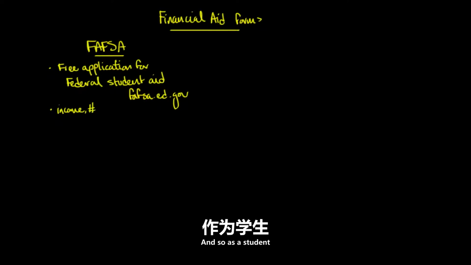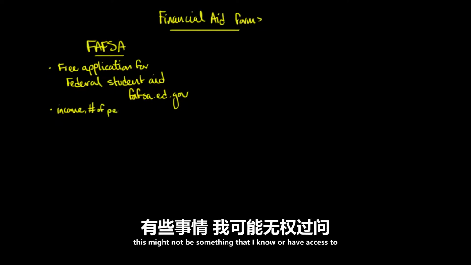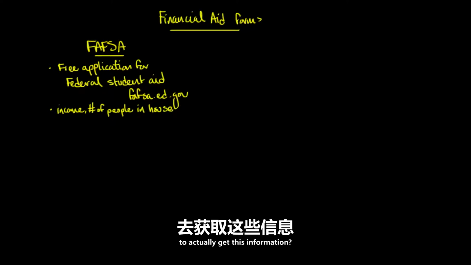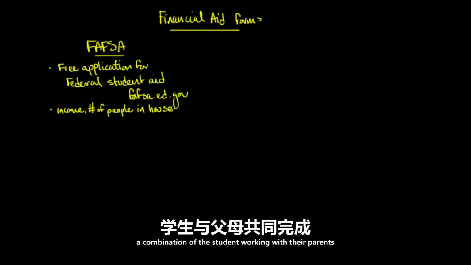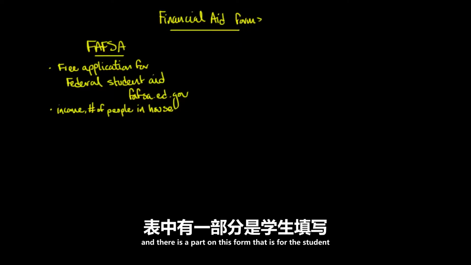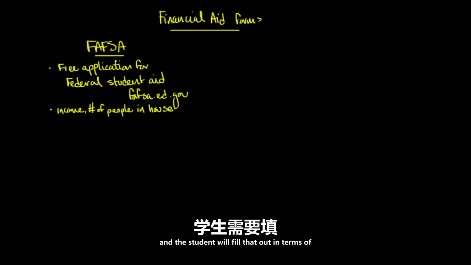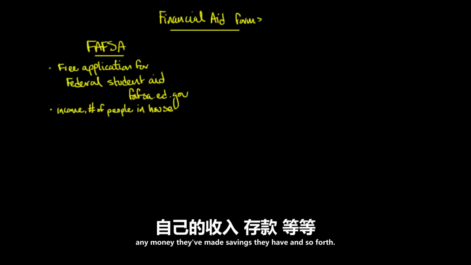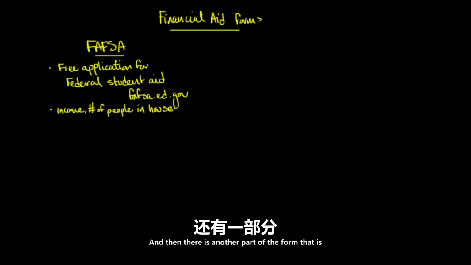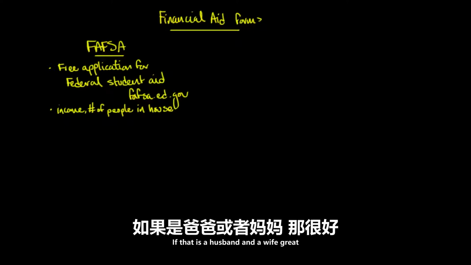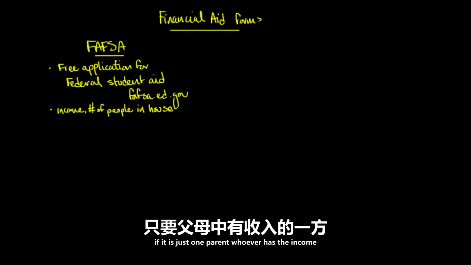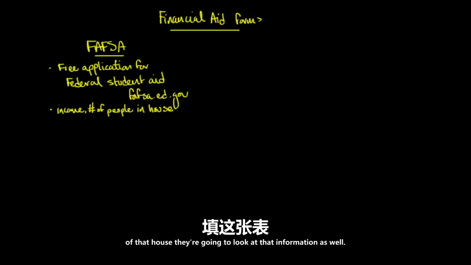Right. And so as a student, this might not be something that I know or have access to. So what do I need to do in order to be able to actually get this information? So this form is really going to be a combination of the student working with their parent. And there's a part on this form that is for the student, and the student will fill that out in terms of any money they've made, savings they have, and so forth. And then there's another part of the form that is for the person who is living in the house. So if that's a husband and a wife, great. If it's just one parent, whoever has the income in that house, they're going to look at that information as well.